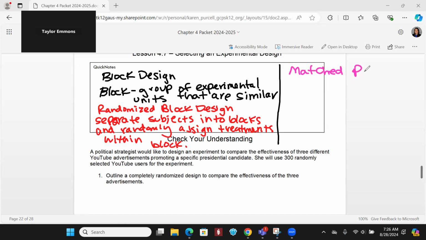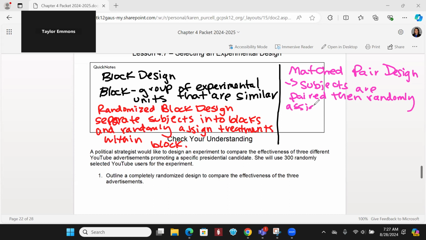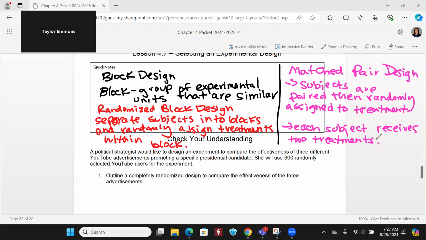And the matched pair design, which is the last one that we talked about. That's where subjects are paired up and then randomly assigned to treatment. Each subject receives 2 treatments. And the order must be randomized.